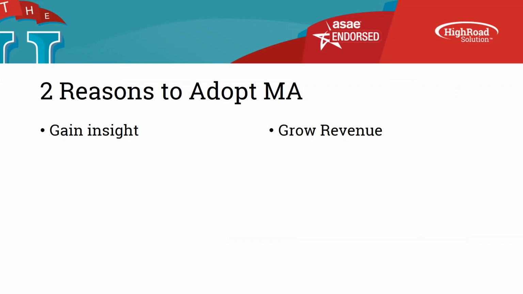So the two reasons from a business perspective for why your association, or why other associations have already done this, and they chose to do this, and why you might be thinking about it now, is there's two reasons that associations specifically adopt marketing automation. And this is Highroad's thinking here. These are our words after doing this for going on 4 years now. So there's two reasons. You want to gain insight, and you want to grow revenue. Those are the two things.